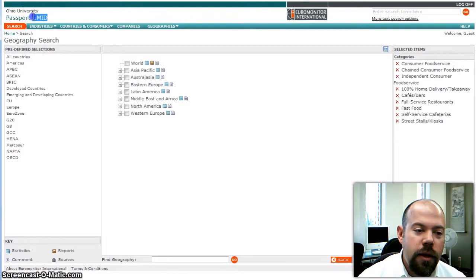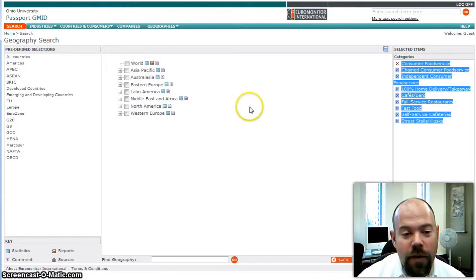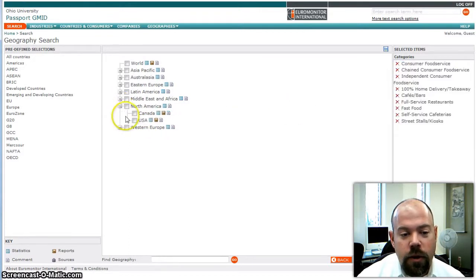Passport GMID is a global database. It stands for Global Market Information Database. If we wanted these sort of categories in Japan, we could get that kind of information. Really pretty awesome. But we're just looking for U.S. markets. We'll go to North America, click on USA. Our geography appears over there, and then we'll run our search.